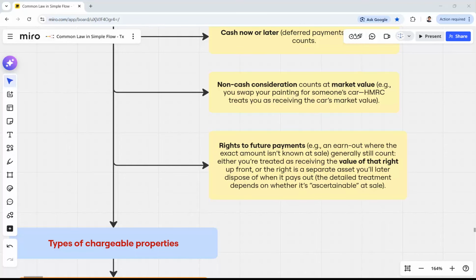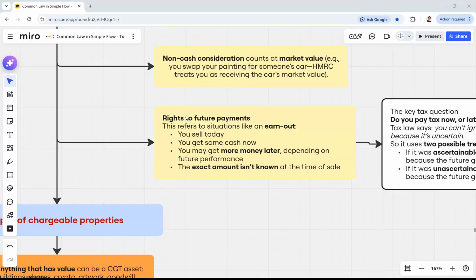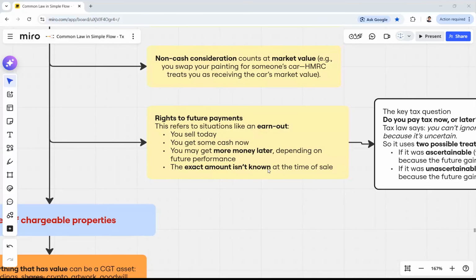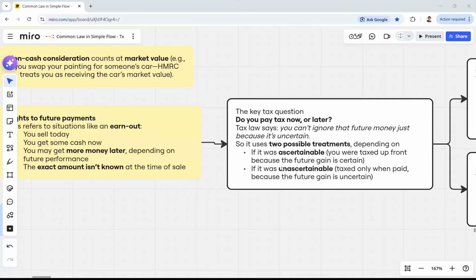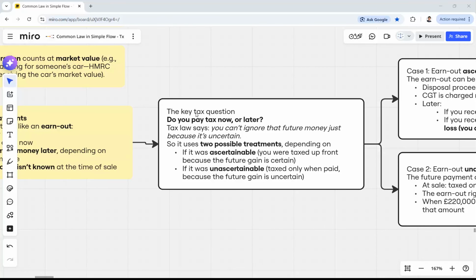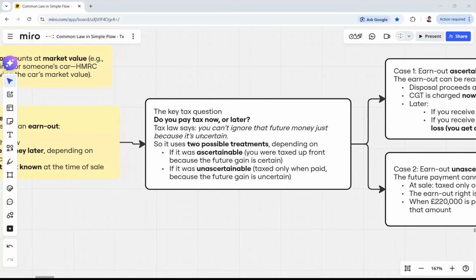Since this was a bit complex, I have simplified it quickly. Rights to future payments. This refers to situations like an earn out. You sell today, you get some cash now. You may get more money later, depending on future performance. The exact amount isn't known at the time of the sale. The key question, the tax question: do you pay tax now or later?